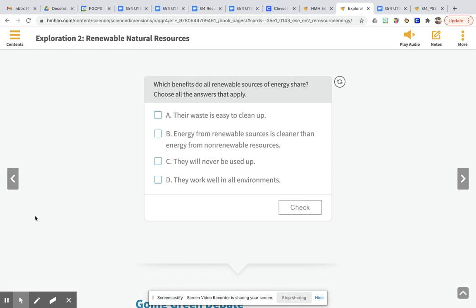A, their waste is easy to clean up. B, energy from renewable sources is cleaner than energy from non-renewable sources. C, they will never be used up. Or D, they work well in all environments. Which of these benefits do they all share? I sure hope that you guys said B, energy from renewable sources is cleaner than energy from non-renewable sources. And C, they will never be used up.